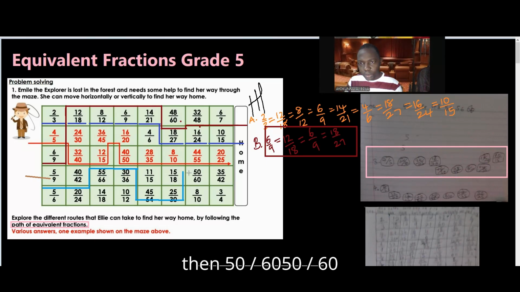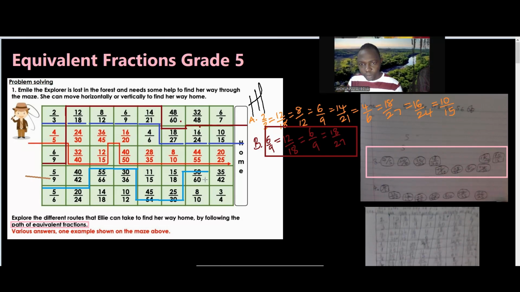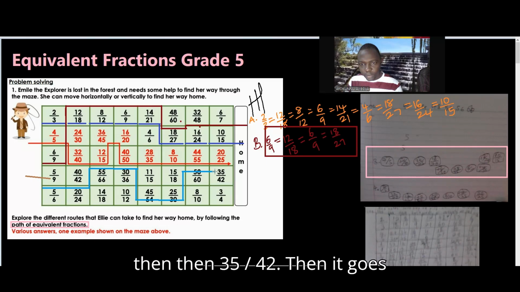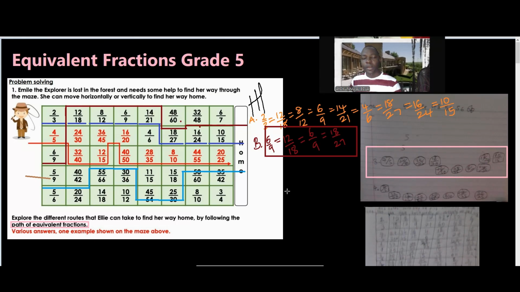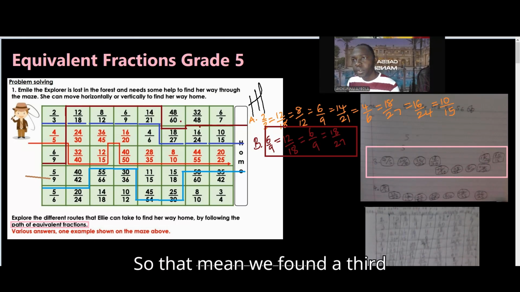15 over 18. Then 50 over 60. Then 35 over 42. Then it goes home straight. That's 5 over 6. So that means we found the third route.